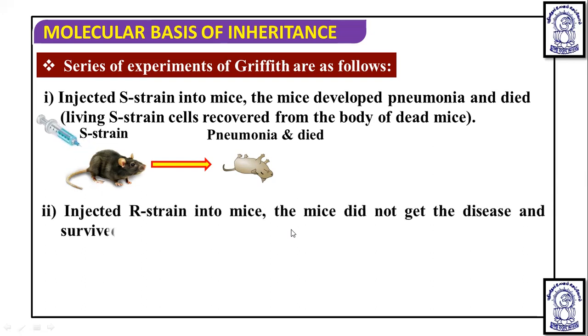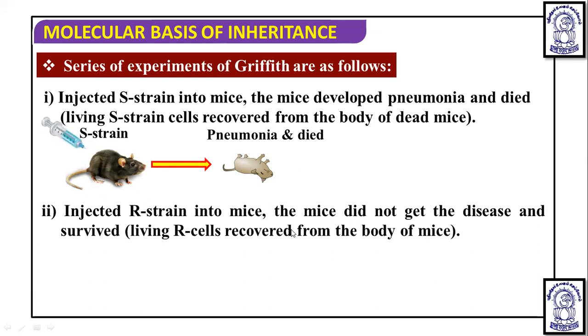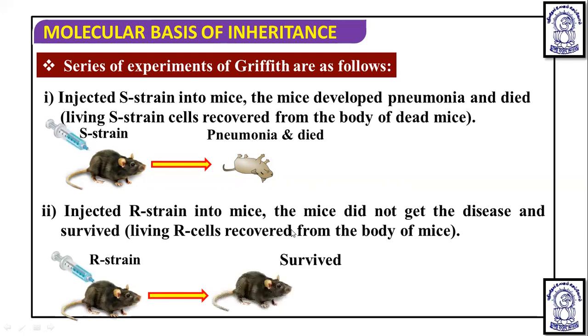But in another setup, he injected the R strain, which is non-virulent, into the mice, and due to this non-virulent nature it is not able to cause disease, and the mice survived. So living R strain was recovered from the body of the mice. When the R strain is injected, the mice stay alive because the R strain is non-virulent.